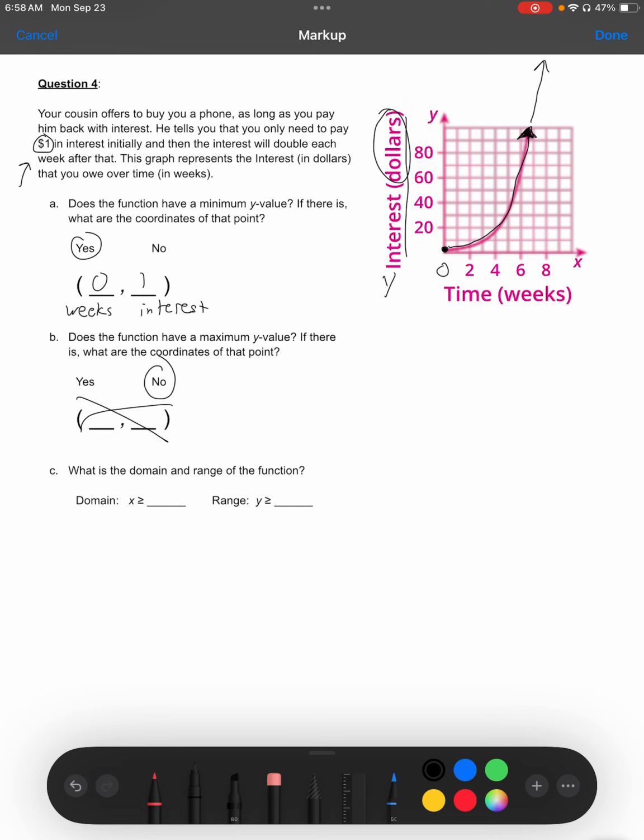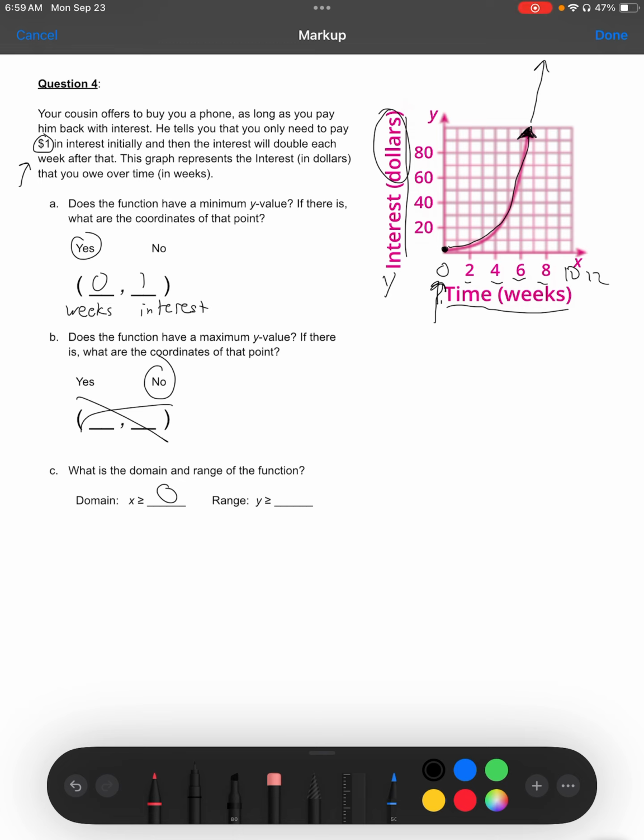Finally, it asks for the domain and the range of the function. The domain is going to be our time or our weeks, our independent value. That starts at the first point here, which is 0 weeks. And then all of our weeks after that are going bigger. We have 0 weeks, then 2, 4, 6, 8. It would keep on going 10, 12, etc. forever. But our lowest is, again, 0, which means all of our x values or all of our weeks are bigger than or equal to 0. 0 is the smallest that we get.